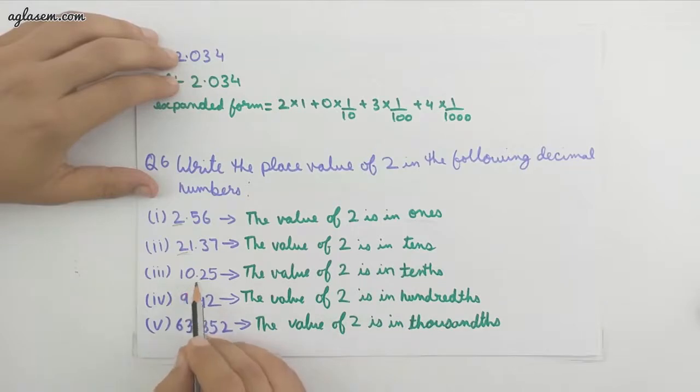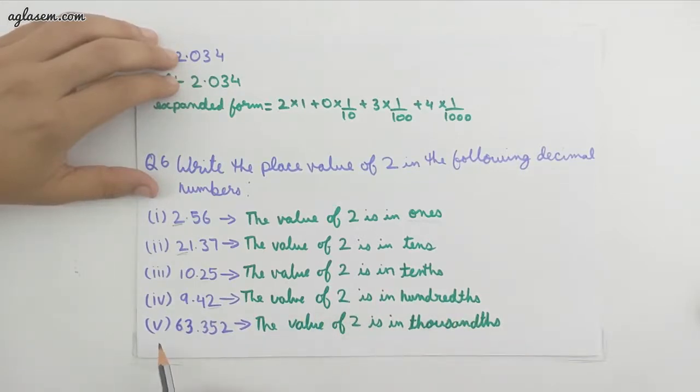Third part is 10.25. The value of 2 is in the tenths place. That means after the decimal it is tenths place. Fourth part is 9.42. That means the value is in the hundredths place. After the decimal it is the second number, so this is the hundredths place. The value of 2 is in the hundredths place.